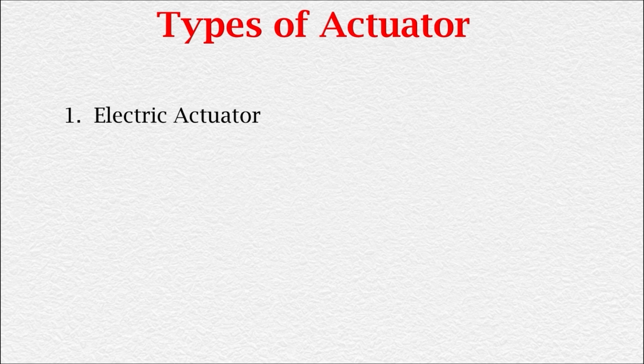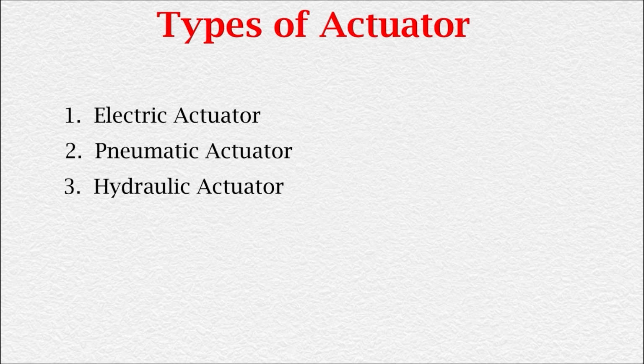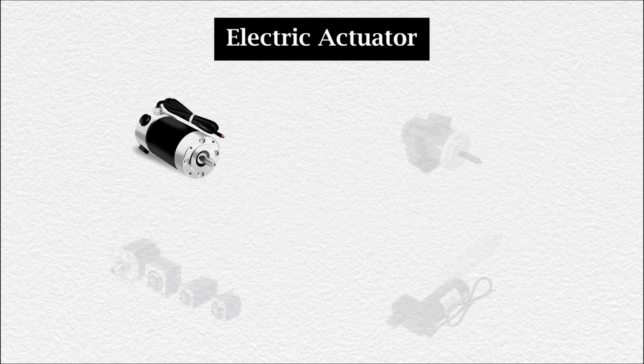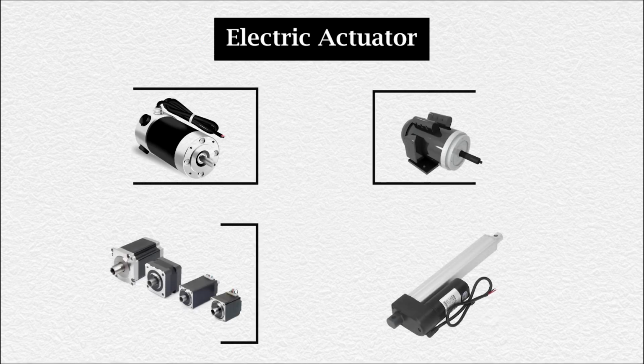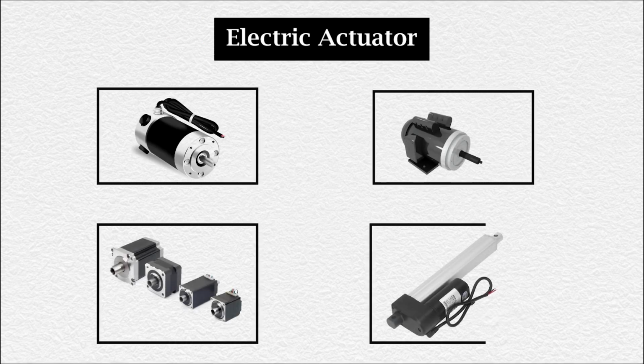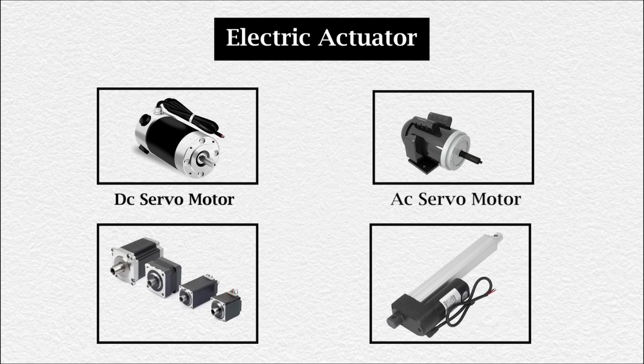Do you know the different types of actuators that exist? Electric actuator, pneumatic actuator, hydraulic actuator and thermal actuator. First, let's talk about the electric actuator. These actuators use electricity to generate mechanical motion. They can be further categorized into DC servo motors, AC servo motors, stepper motors and linear actuators.